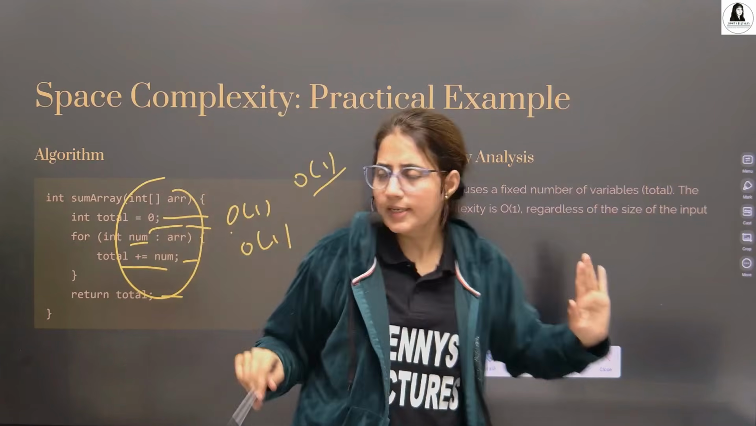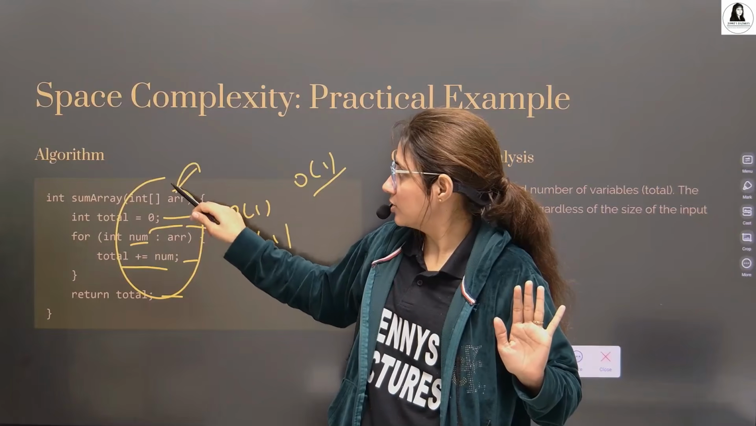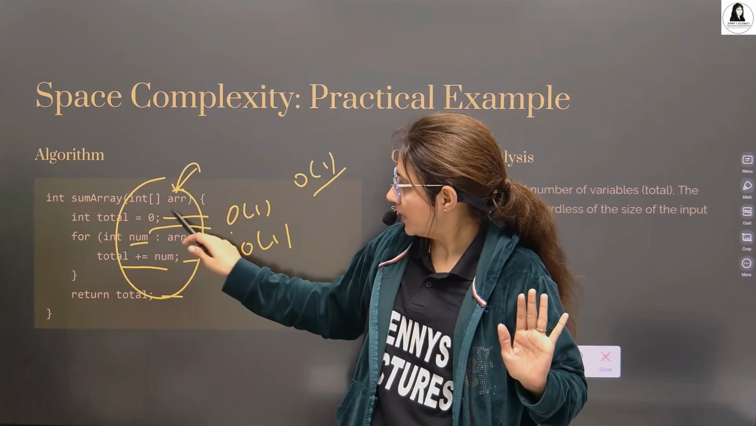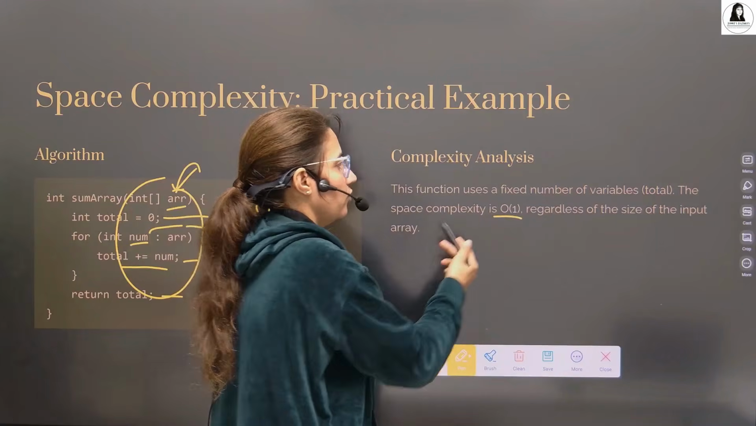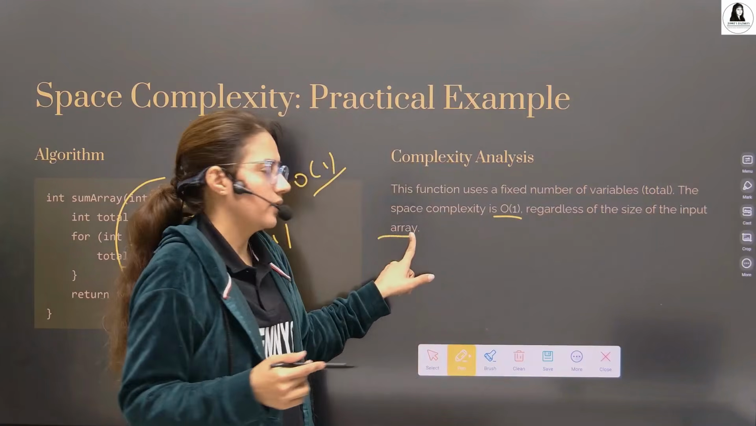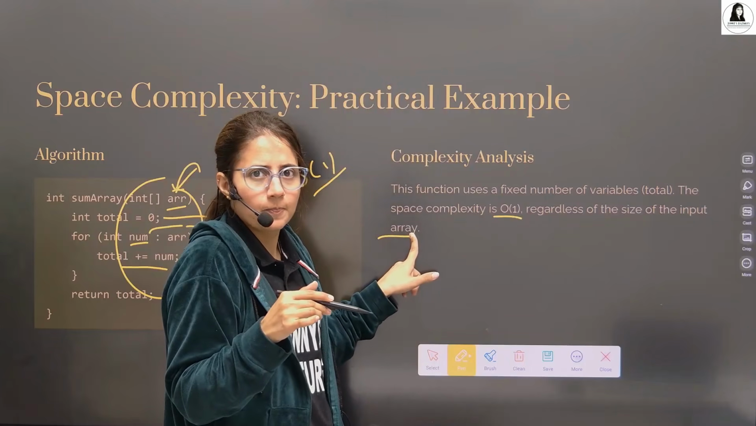We are not needing any auxiliary space here. Just the array has been passed. We are not creating any copied array of this array. So we are not needing any extra space. That's why it's order of 1 only, regardless of the size of the input array. The size of the input array is maybe n, but generally we don't count that. Okay.